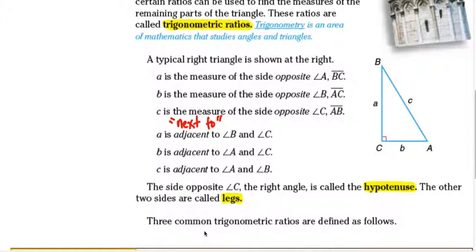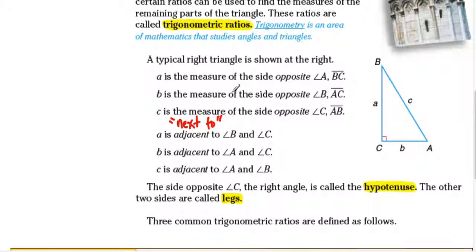The side opposite angle C, the right angle, is called the hypotenuse. The other two sides are called your legs. So if you find the right angle of a triangle, the side opposite that, in this case c, is called your hypotenuse, and the other two sides are called your legs. a is a leg, b is a leg. One more thing: a is commonly the longer leg, b is your shorter leg. You can actually interchange them, but a is commonly the longer leg, b is the shorter leg.